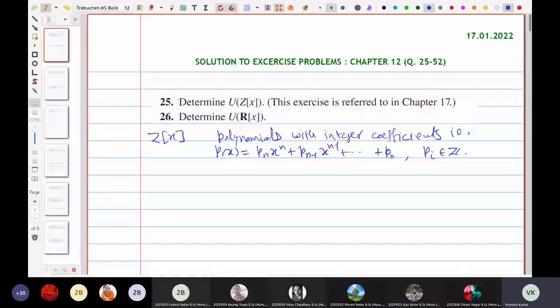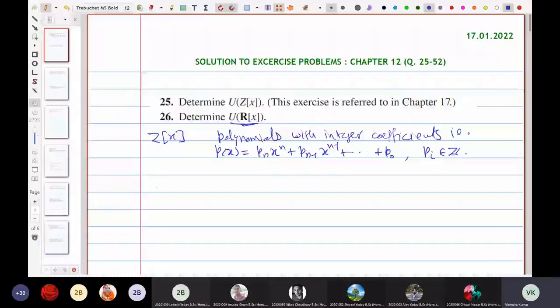And this is in case of question 25. In the 26th question, they are considering R[x], that is polynomials with real coefficients. So between these two, the only difference is the coefficients: in this case, p_1, p_2 up to p_n will be real, and in question number 25, they will be integers. Of course, R[x] is going to be the superset of Z[x].